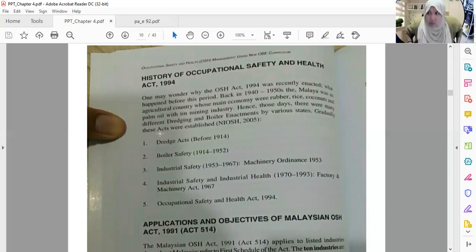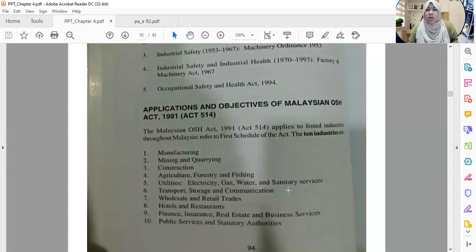Okay, so let's go more on this. The applications and the objective of Malaysian OSH Act 1994, Act 514. Okay, so there we have 10 industries under this Malaysian OSH Act 1994, which is Act 514. I think that is maybe a typo here. Okay, this is how the history begins.